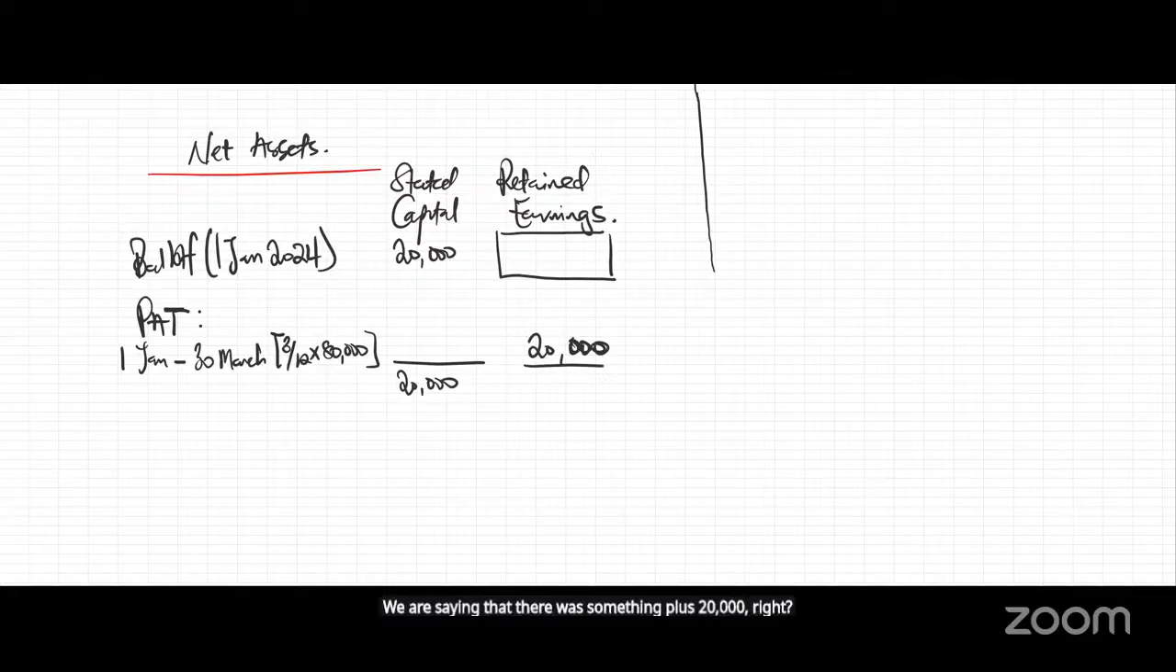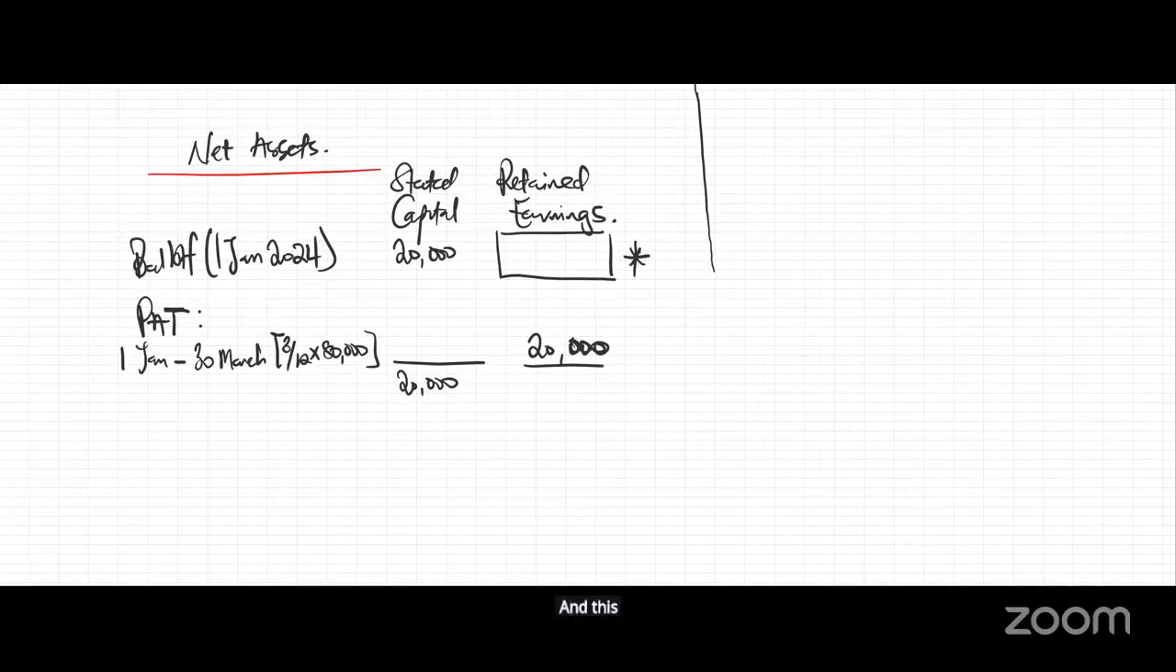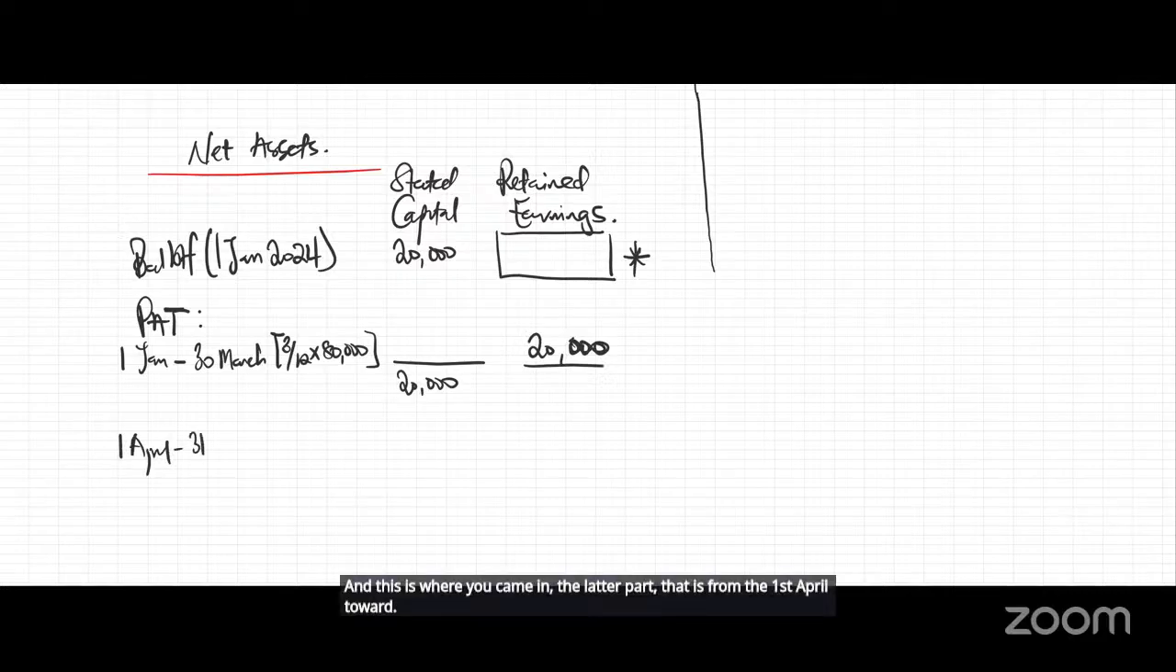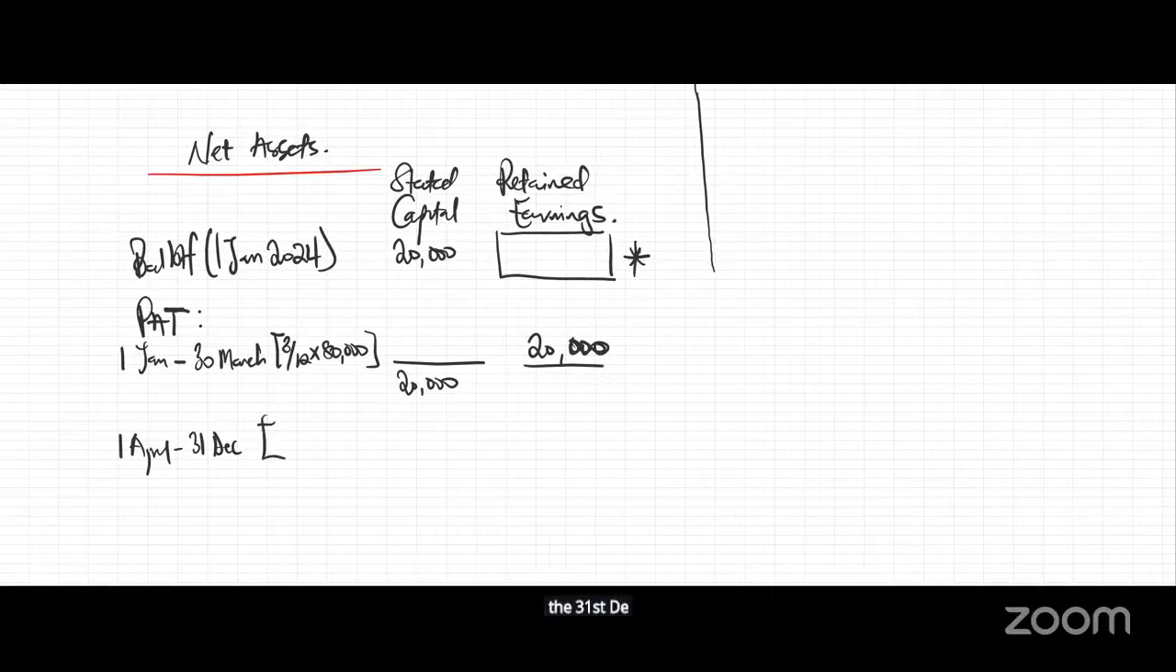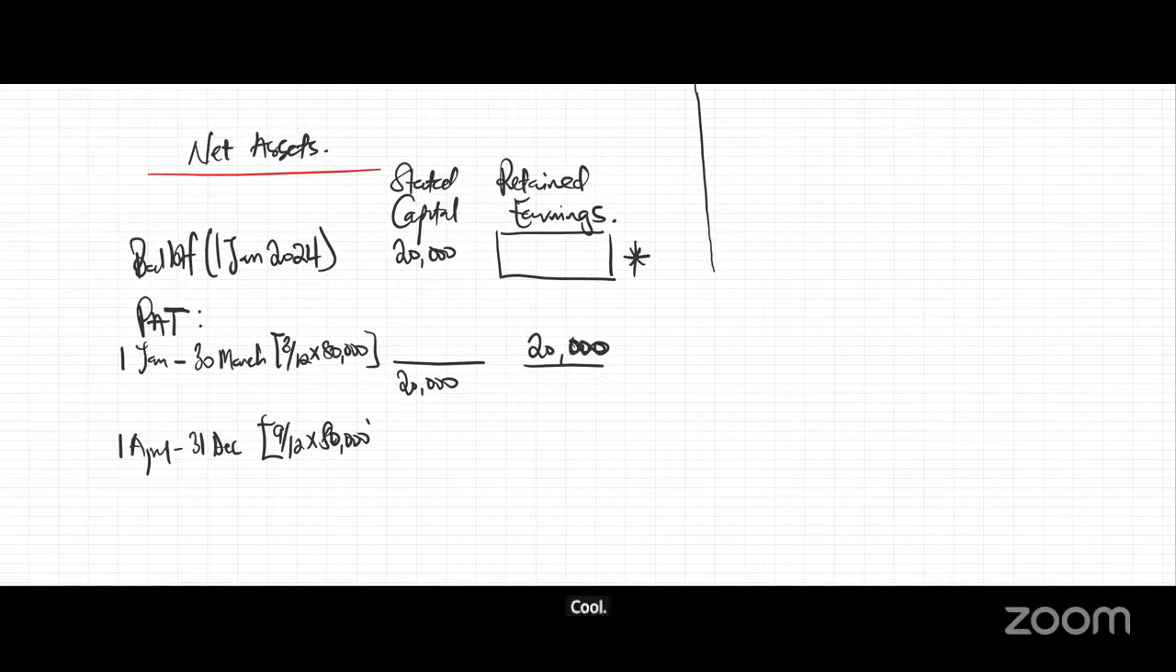You don't know what that something is. That's what you are trying to find. And this is where you came in. The latter part, from 1st April to 31st December, you contributed how much? Is it not 9 months of the same 80,000? Yes, sir. So you contributed 60,000 of that.